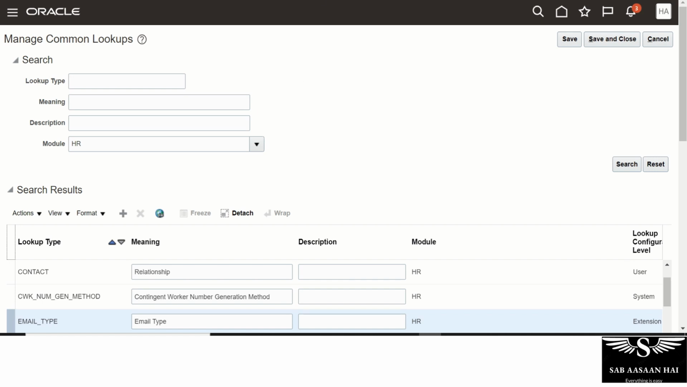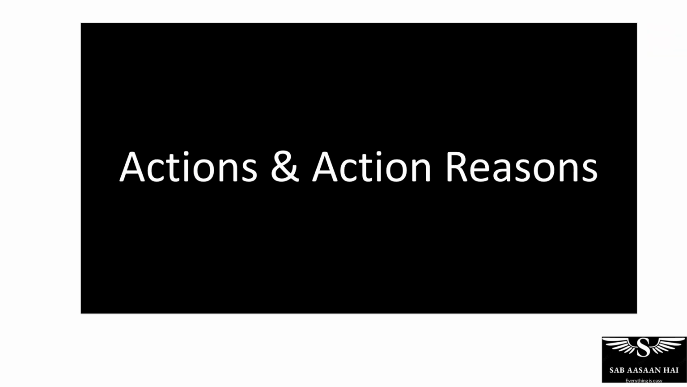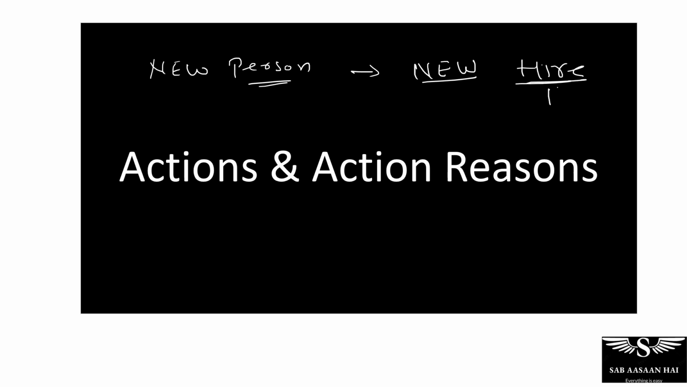Now let us move to the last topic. The last topic in this series is about the actions and action reasons. It's very simple again. You have seen that in most of the places we have actions. For example, if I want to add a new person record, when we create a new person, a hire action will come over there, and under that hire there is a certain reason.